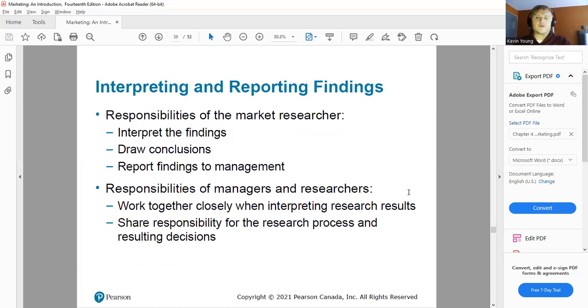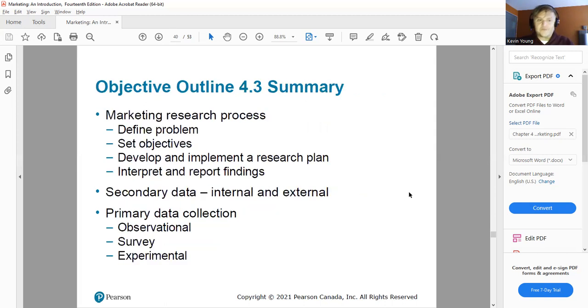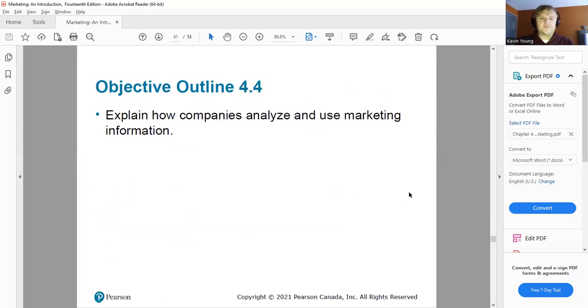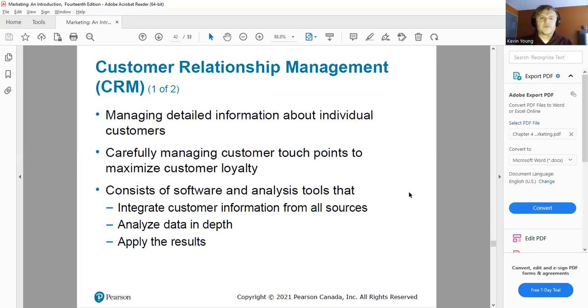Interpreting and reporting the findings. So the responsibilities of the market researcher include interpreting the findings, drawing conclusions, and reporting those findings to management. The responsibilities of managers and researchers will be to work together closely when interpreting the research results, and also sharing responsibility for the research process and resulting decisions. There's a summary. Next objective.